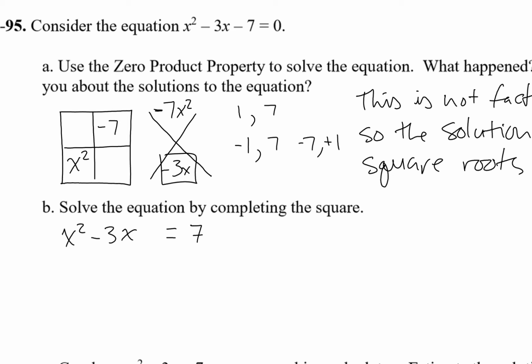Now, what do I need to add to complete the square? I'm going to add negative 3 halves squared. So what I'm going to add to both sides is 9/4. Let me give us just a little bit more room here. So I'll say plus 9/4, and this equals 7 plus 9/4. At this point, I've created a perfect square trinomial on the left-hand side, and we've visualized that. We've looked at it in a lot of different ways.